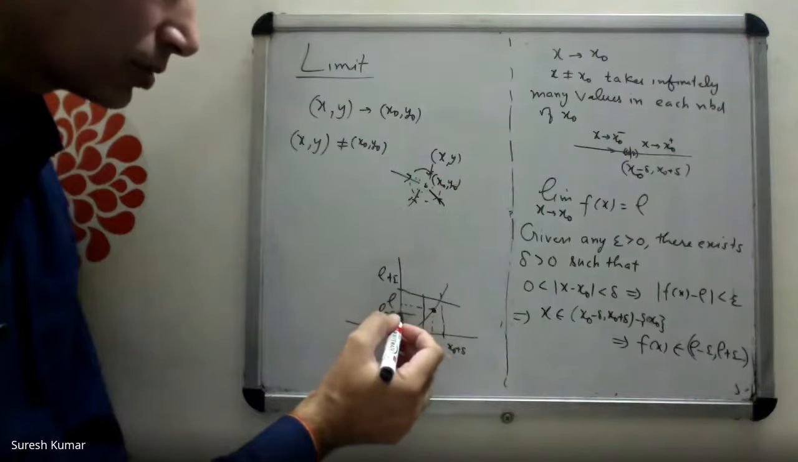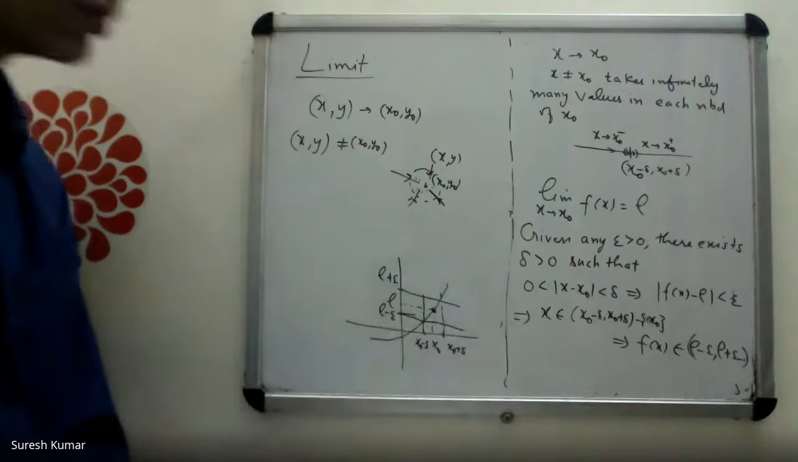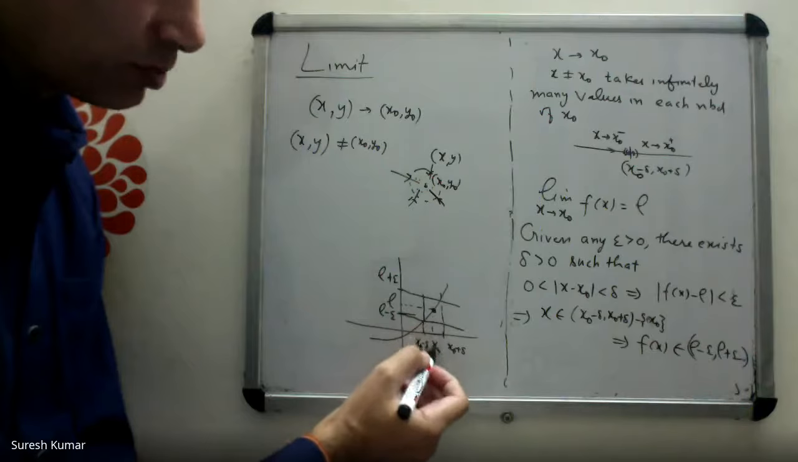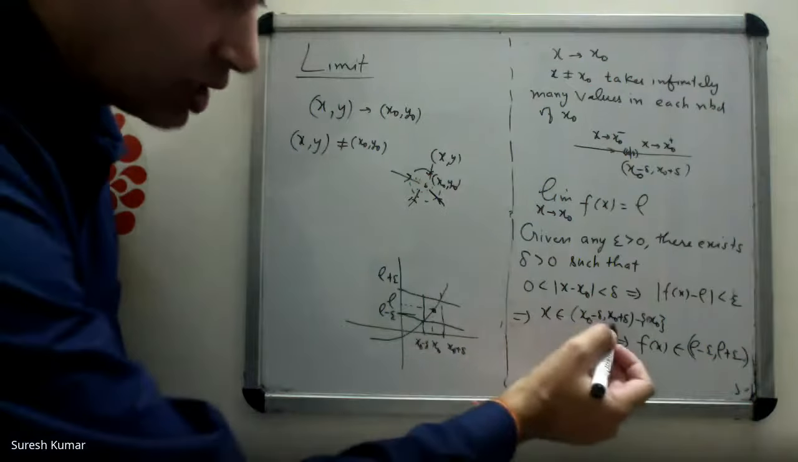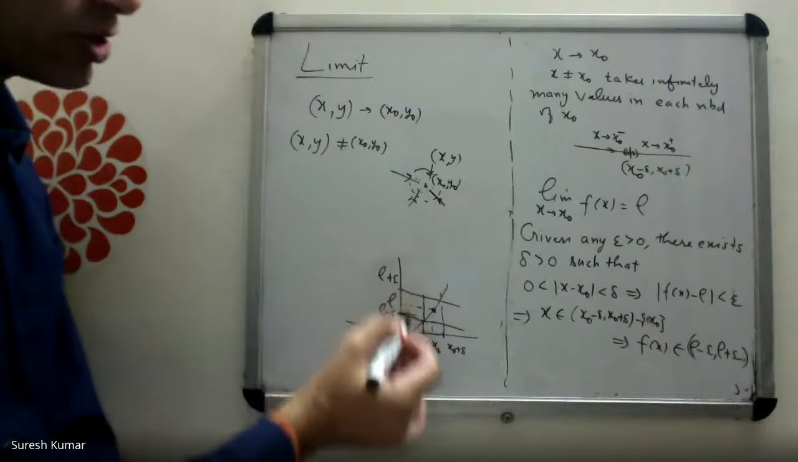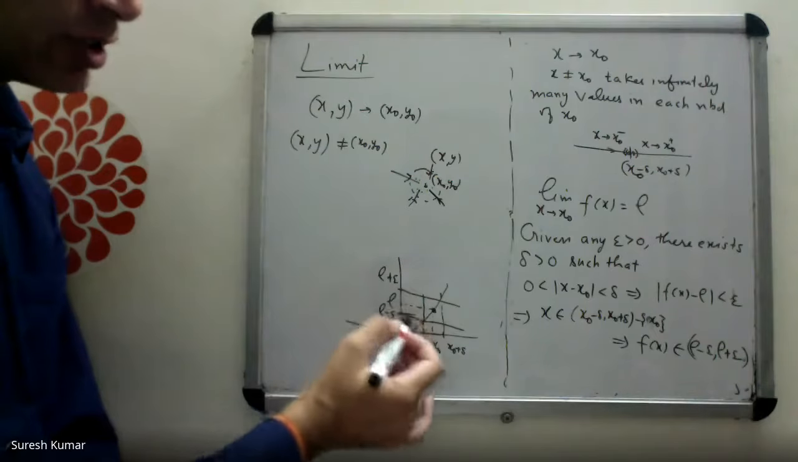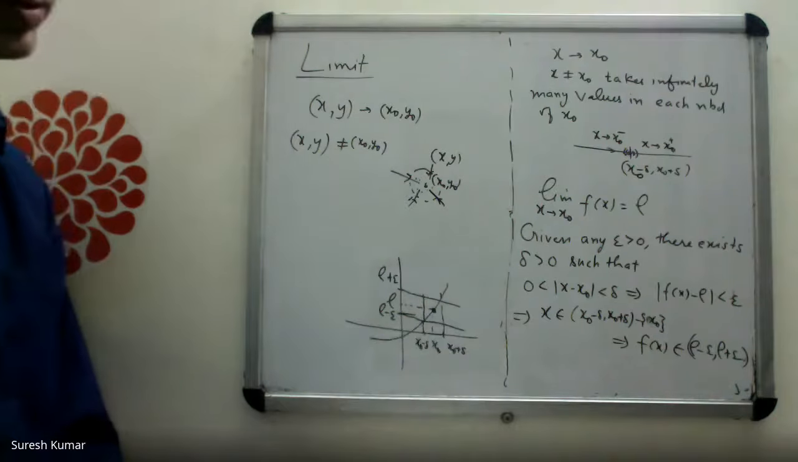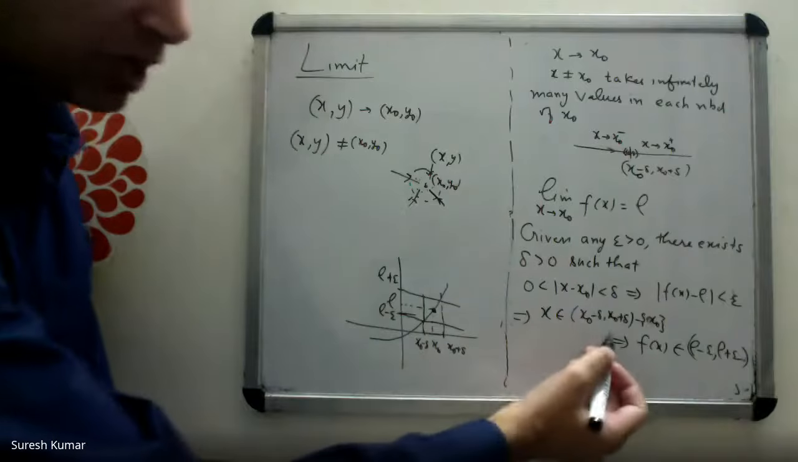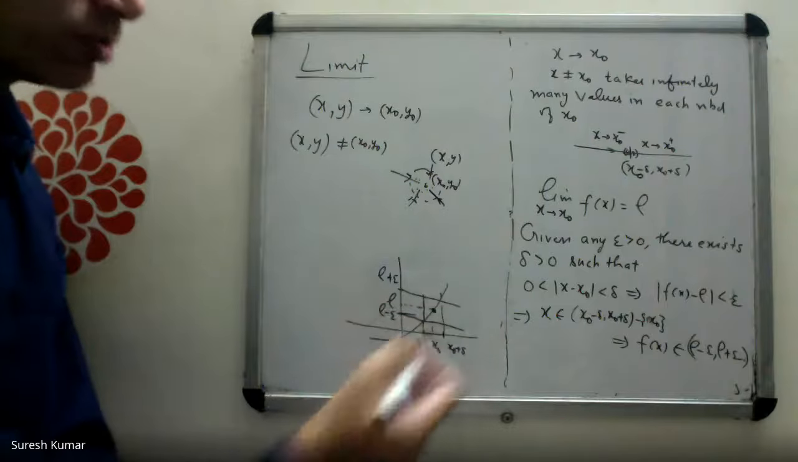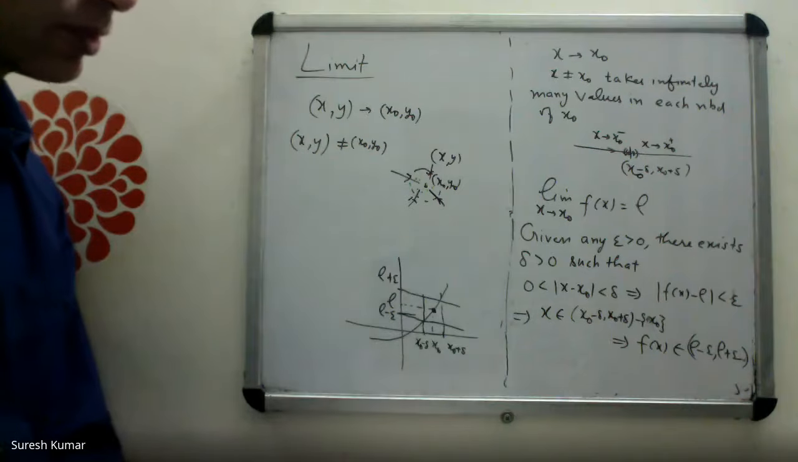And think of it like this. x belongs to this interval. This part is clear. x lies in this interval, may not be equal to x0. Corresponding to these values of x, the values of f(x) lie in which interval? L minus epsilon to L plus epsilon. So these are f(x) values, right? So the corresponding part of the curve lies in this horizontal strip. The part of the curve corresponding to x belonging to this interval lies in this horizontal strip.